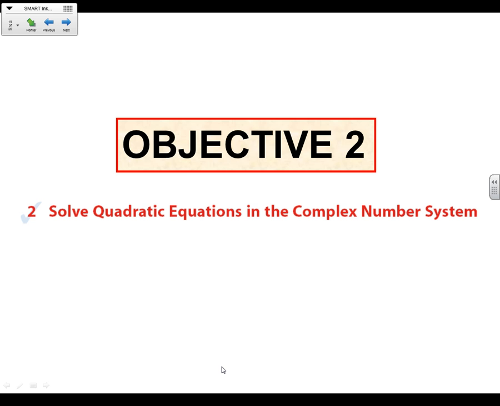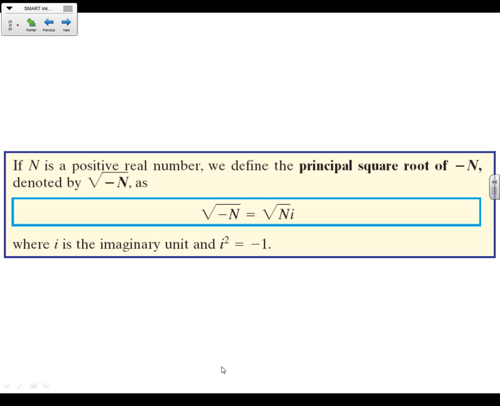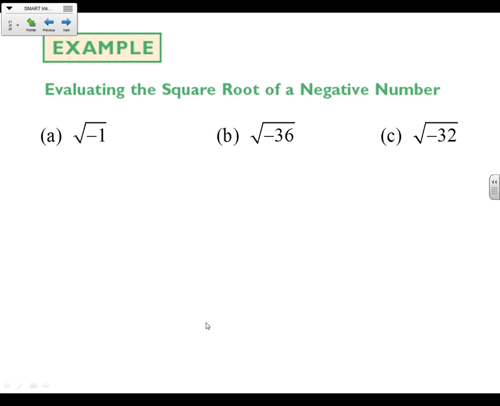Okay, now what happens if we do quadratics using complex numbers? Same thing that we've always done, except for now we can square root negatives. So now, if we do the square root of negative 1, we don't say no solution, we say i. Instead of this, we're going to have 6i. 32 splits up into 16 and 2. So we're going to make this 4i root 2, because we take the i out to make the negative go on the outside.